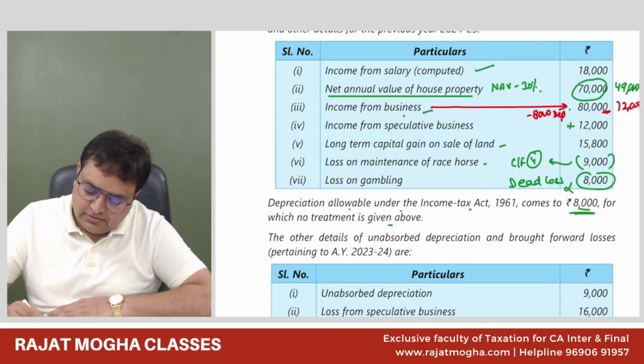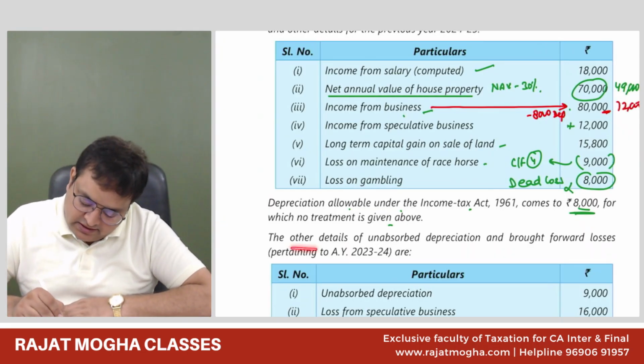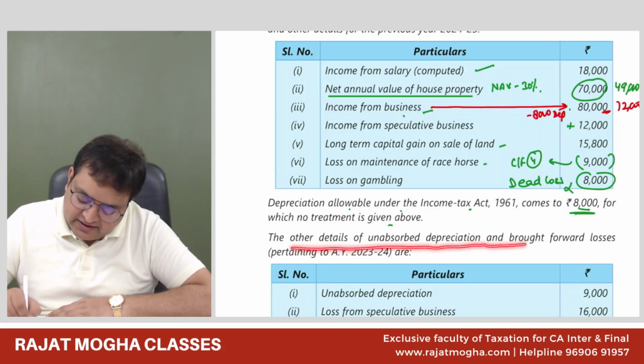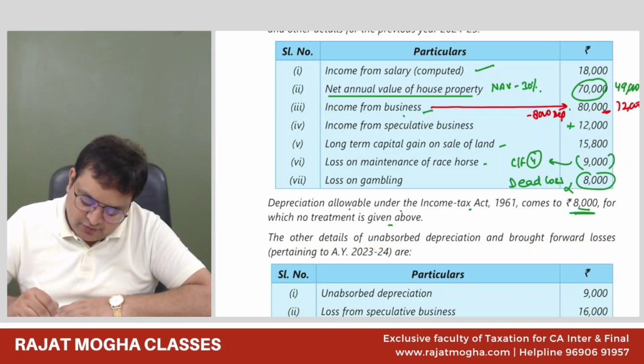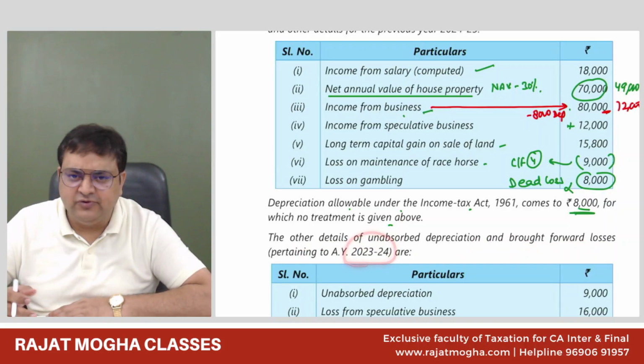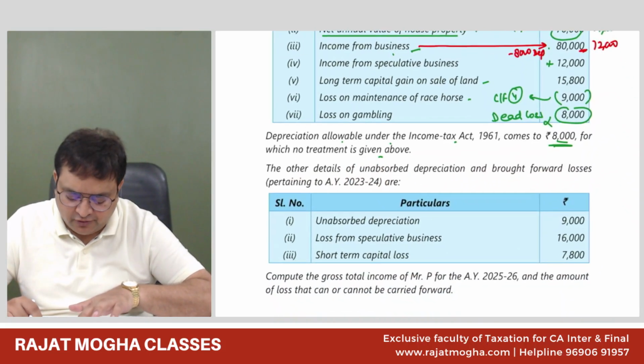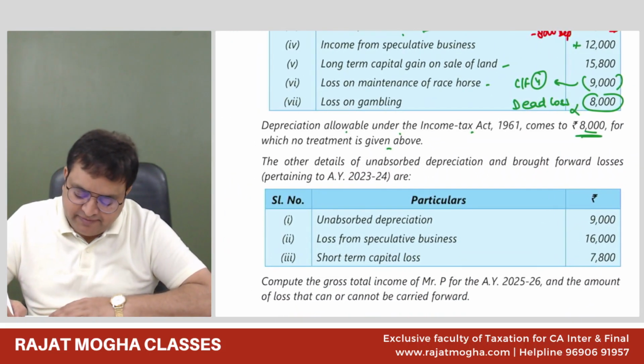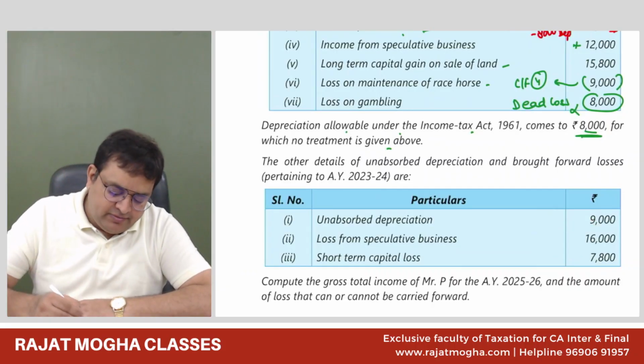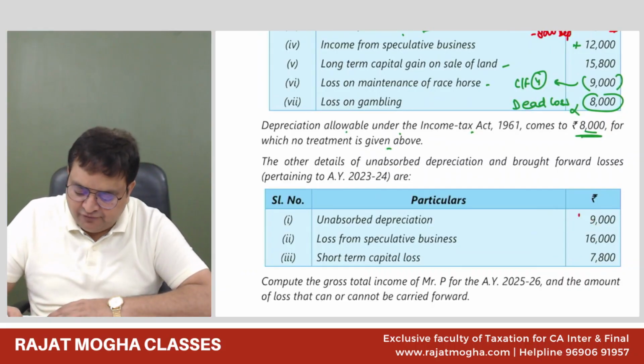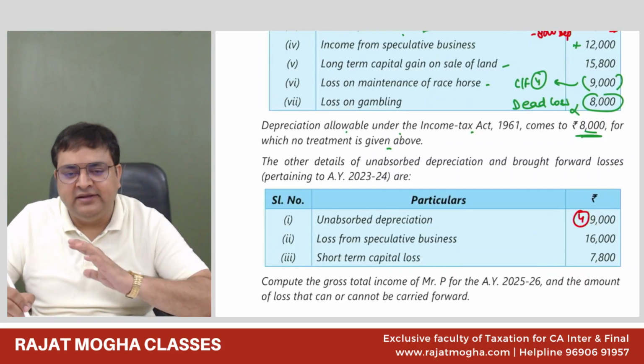Now, the other details of unabsorbed depreciation and brought forward losses pertaining to assessment year 23-24. So these are not two very old losses. Unabsorbed depreciation of earlier year, this is my fourth priority, so I will keep it at the end.